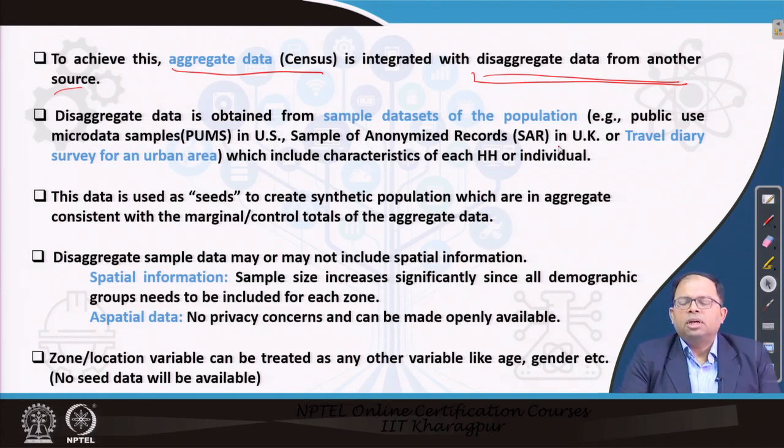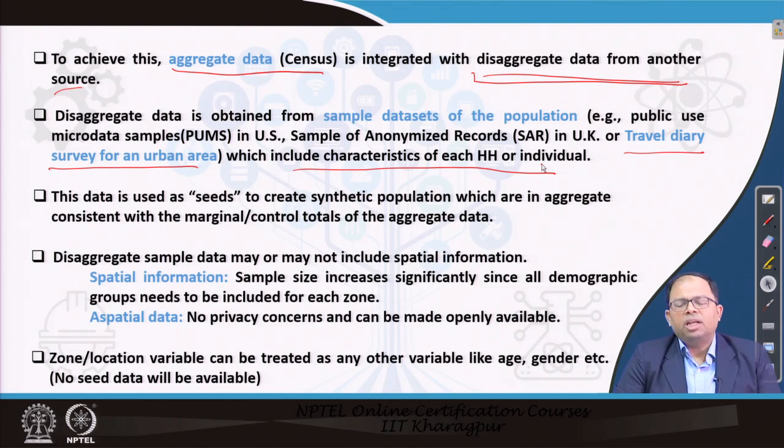These are available data sets, but in our country we don't have this kind of data set. So instead, whenever a land use transportation model is developed for an urban area, we collect data from a large sample of individuals, probably covering around 1% or even 2% of the population, in the form of a travel diary survey for an urban area, and this could act as the disaggregate sample data set in our case. This includes both individual as well as household characteristics of that particular zone or area.